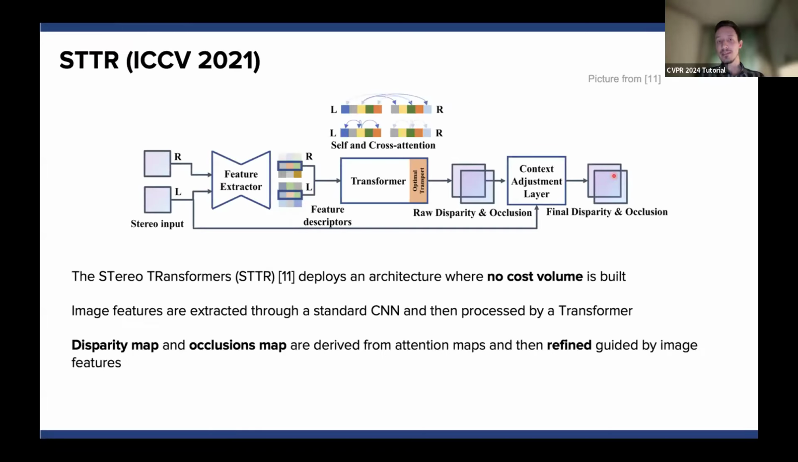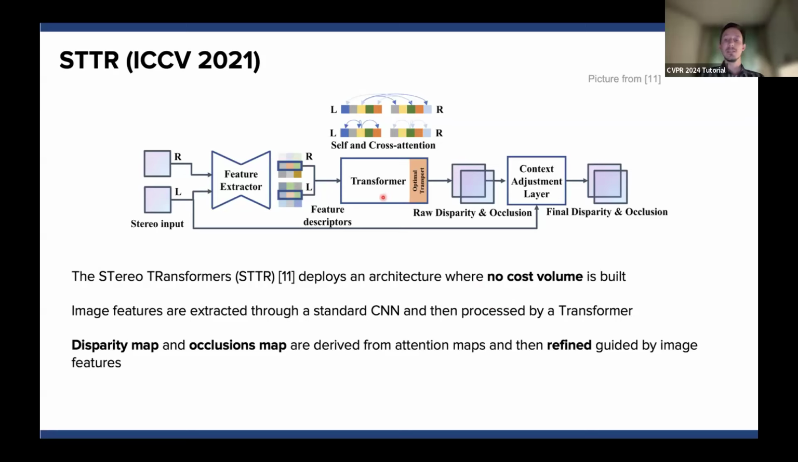This second family, the transformer-based family, was introduced by the Stereo Transformer paper, which was published at ICCV 2021, so almost in parallel to RAFT-Stereo. And the very big news about this paper is that in this architecture, no cost volume is built at all. Indeed, we have a feature extractor made again by standard convolutional layers, and the features extracted from the left and the right image are then processed by a transformer.